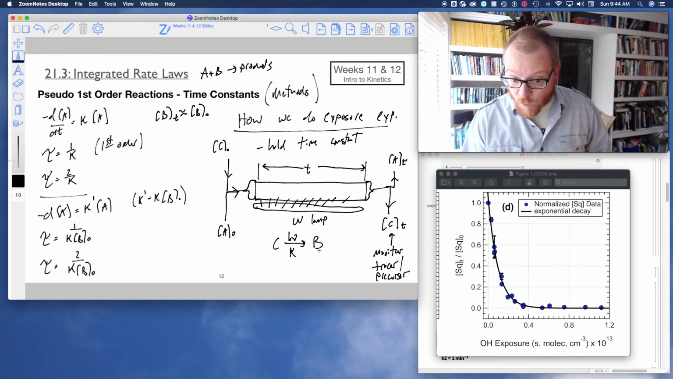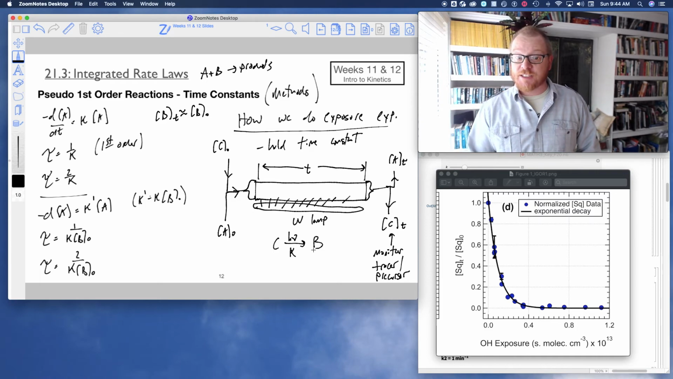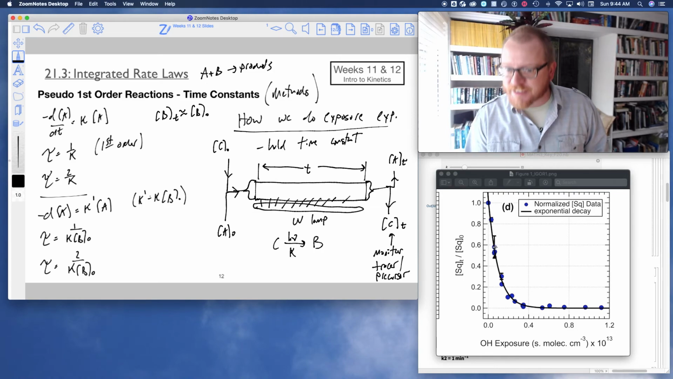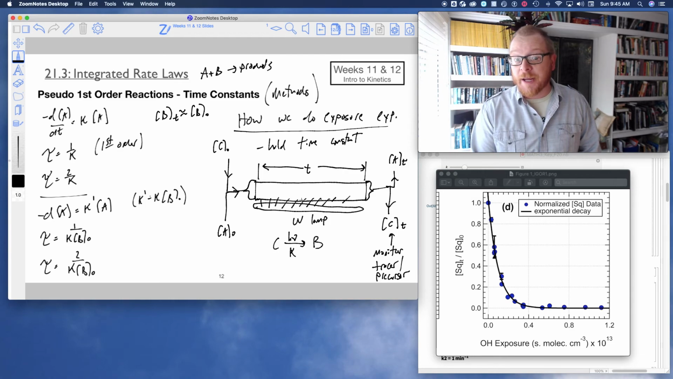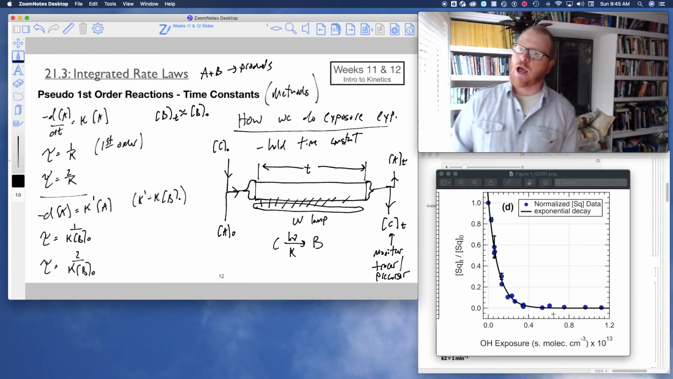That generates more of B, the reactive species you're interested in, okay? And then your experiment shows you more of A is consumed, and then you keep doing it. You keep increasing the precursor C until you've reacted it all away, right? Because eventually, no A will make it out of the flow tube. You will have reacted it all away, which you can see down there.